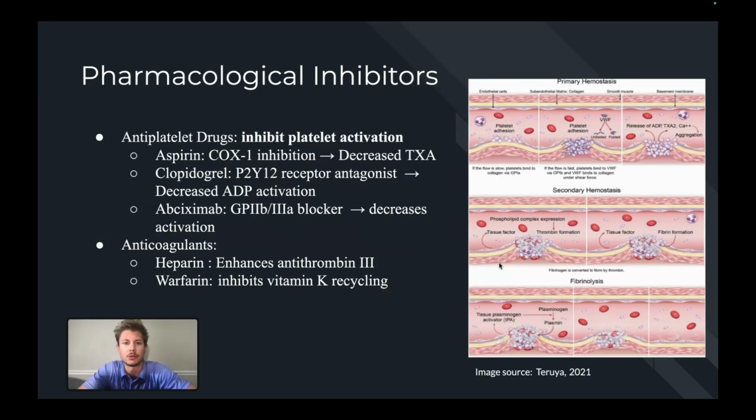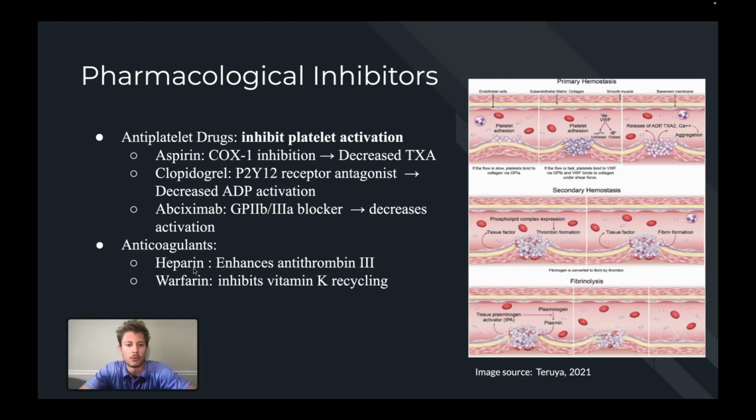Just as the body has natural mechanisms to control clotting, we can also use targeted medications to interrupt the clotting process for high-risk patients. There are two main types of drugs we can utilize: antiplatelet and anticoagulants. Antiplatelet drugs include aspirin, which inhibits COX-1 receptors, which reduces thromboxane A2 and thus platelet aggregation. Clopidogrel blocks P2Y12, decreasing ADP activation. Abciximab, which blocks the GP2B and 3A receptor, prevents platelet binding.